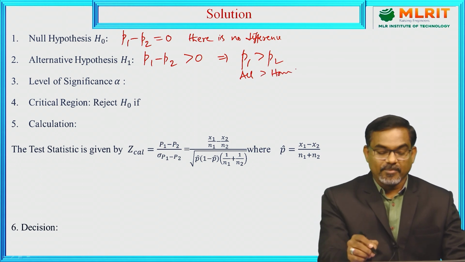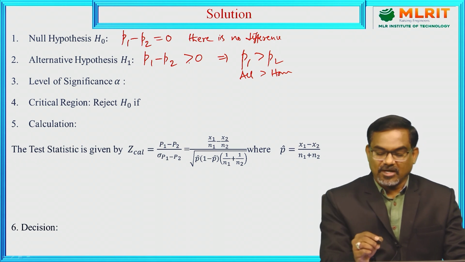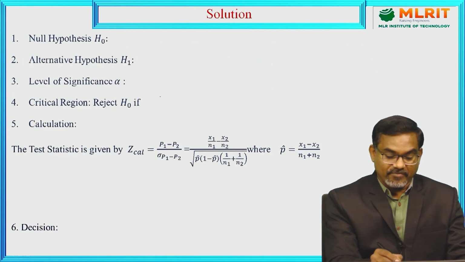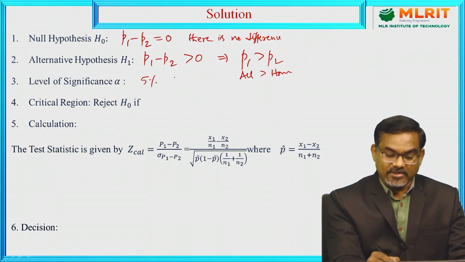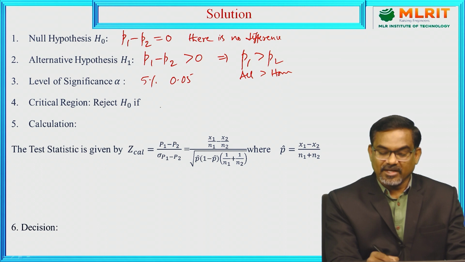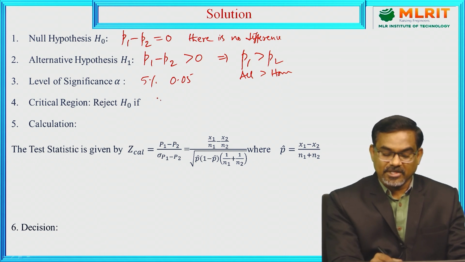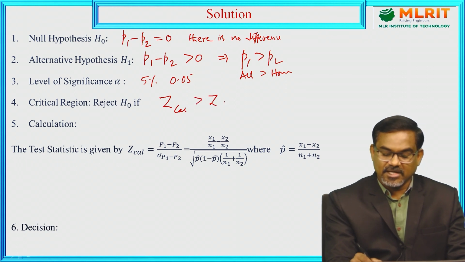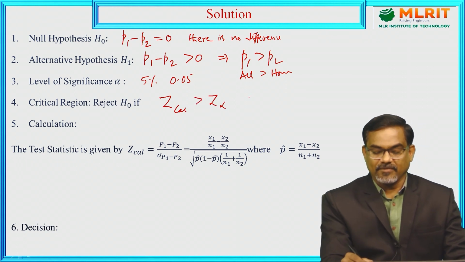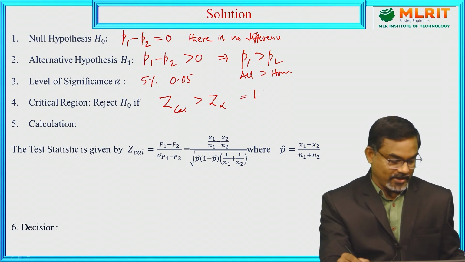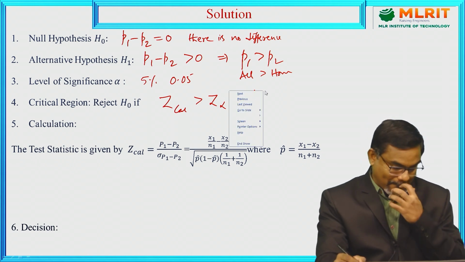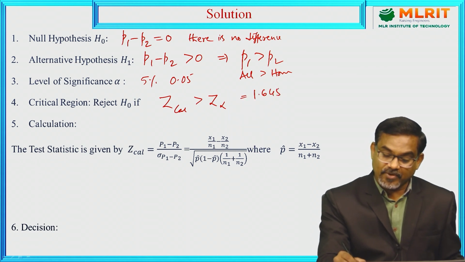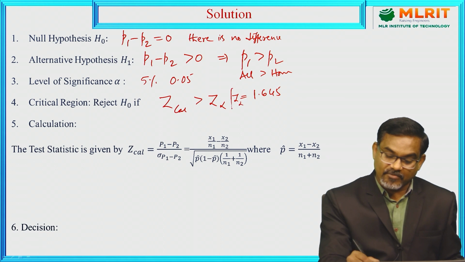So such a hint will be given in the problem. According to that, we consider the alternative hypothesis. The level of significance alpha is also given as 5%, so 0.05, and the critical region is of greater than type. So reject H0 if Z calculated is greater than Z alpha. For 5% level of significance, Z alpha is 1.645. In greater than type, it is 1.645, Z alpha, the tabular value.